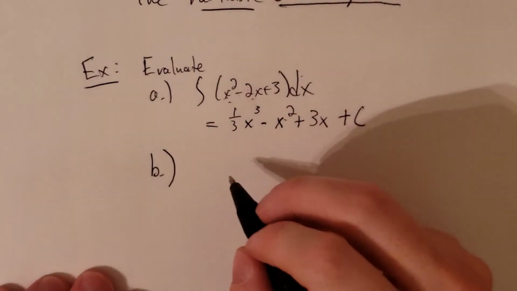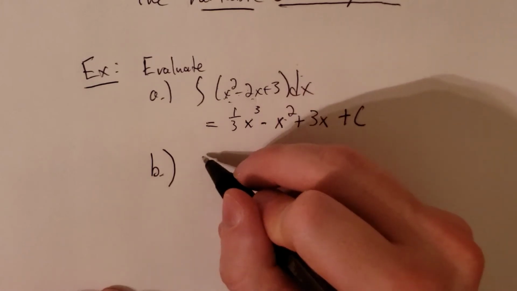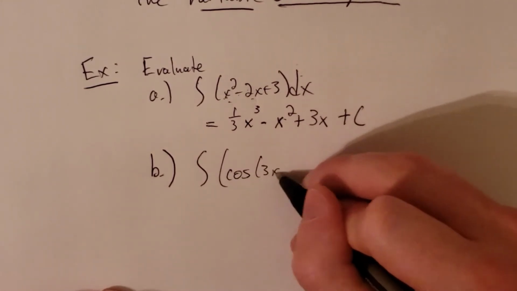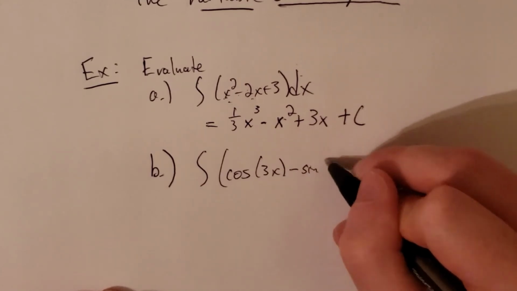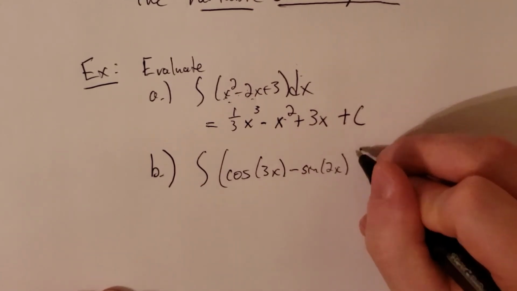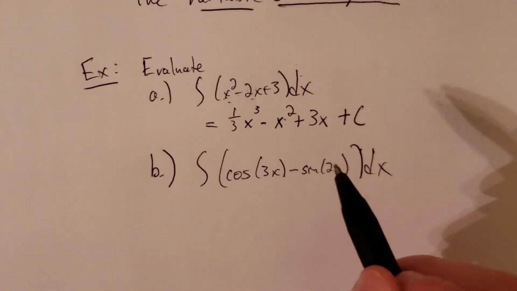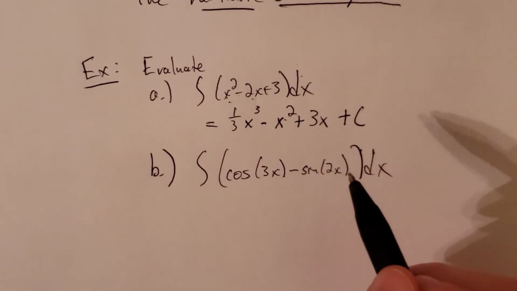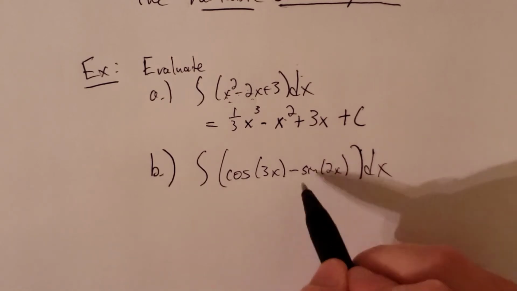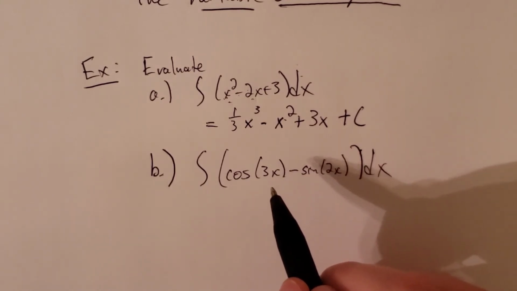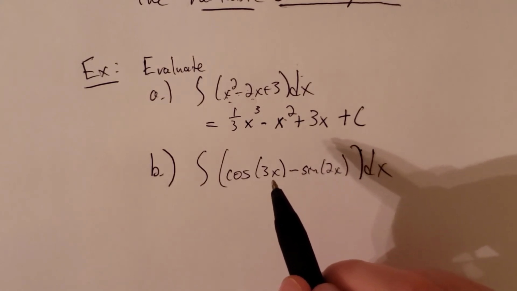All right, so let's go ahead and find the antiderivative of, now we're going to do something a little bit different, cosine of 3x minus sine of 2x dx. Now this is a little bit different, and later on we're going to learn something called u substitution that will help us integrate this whenever we have a function inside of a function. But we don't have that yet.